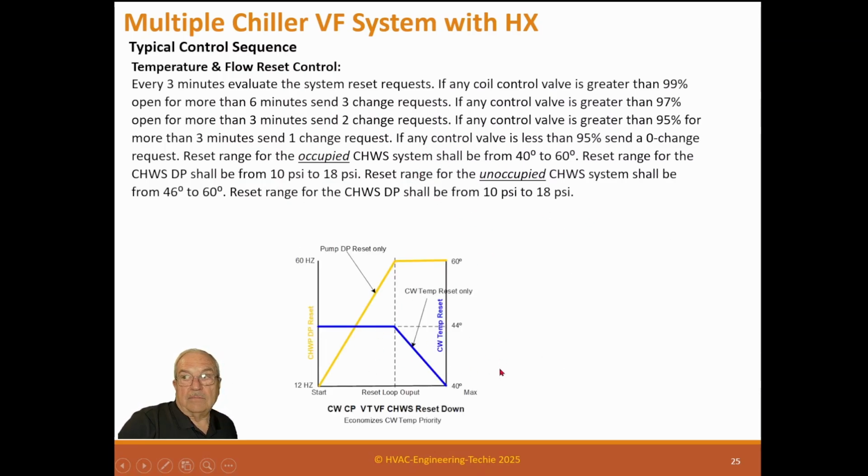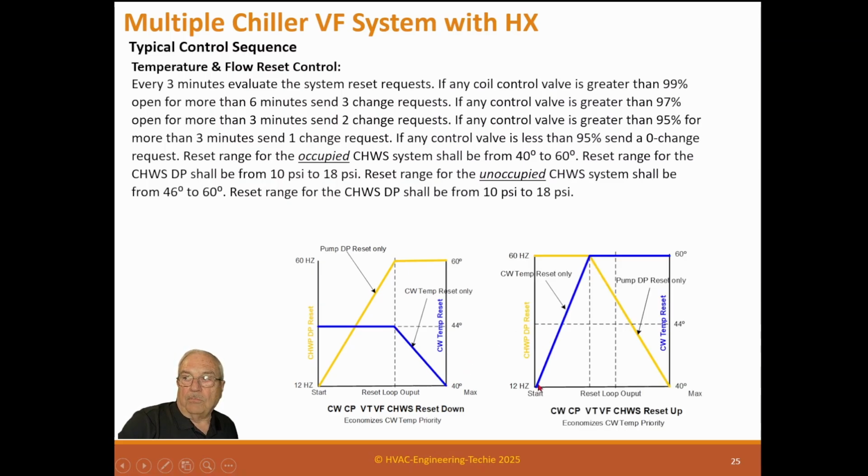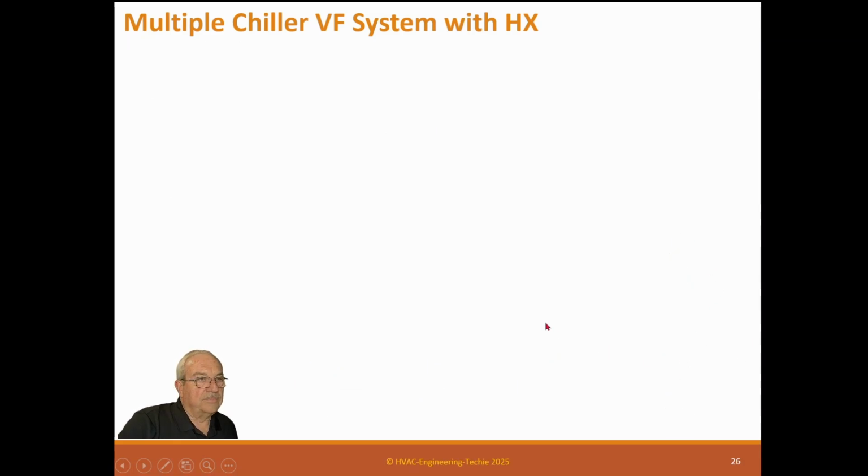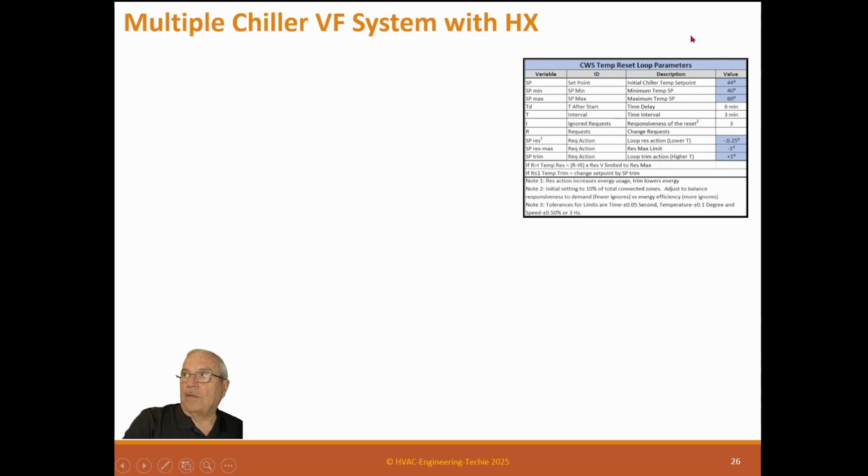And here's that sequence again. So if we're starting, it starts at 12 hertz, the pump speeds up to 60 hertz and locks there, and then it allows the chill water temperature to start decreasing until it gets to 40 degrees. And then as we go back, it resets the chill water back up to 60 degrees and allows the pump to go down to set point. And when they're at minimum for 30 minutes, it shuts everything down. And here's the parameter loop for this.